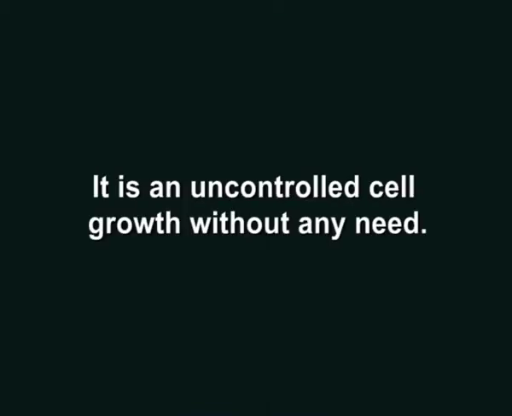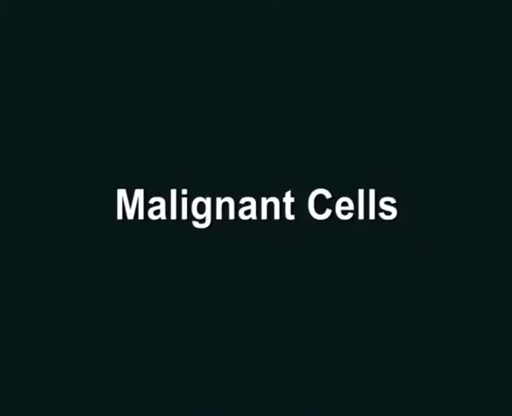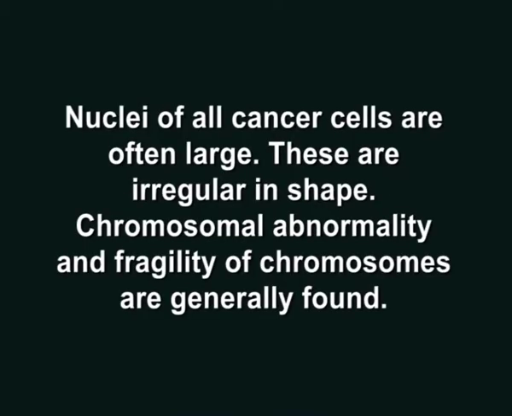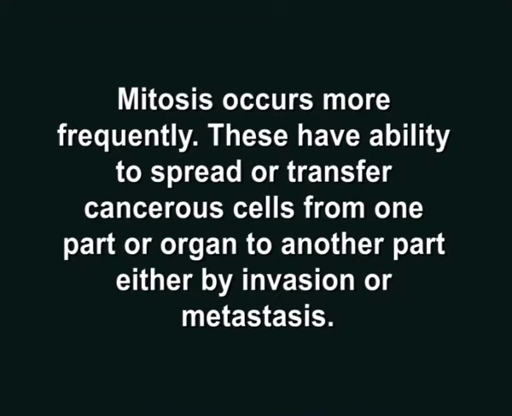Neoplasia. It is uncontrolled cell growth without any need. Malignant cell. Nuclei of all cancer cells are often large. These are irregular in shape. Chromosomal abnormality and fragility of chromosomes are generally found. Mitosis occurs more frequently. These have the ability to spread and transfer cancerous cells from one part or organ to another part, either by invasion or metastasis.